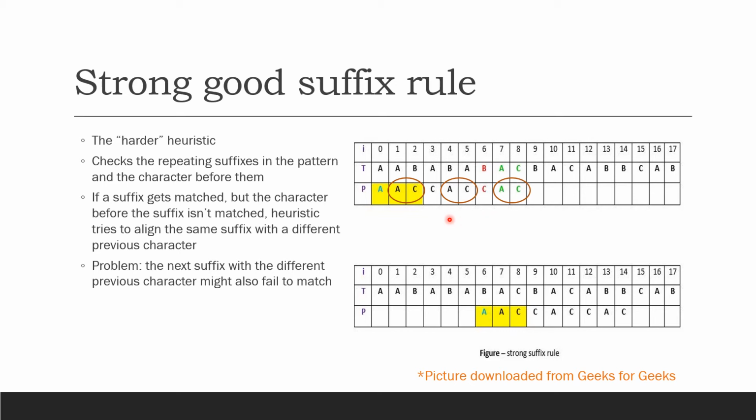If the prefix doesn't match the suffix, the pattern gets shifted by the length of the pattern. In this example, if these 2 ACs didn't exist, the heuristic will check if this AA, the prefix, is the same as the suffix AC, and since they don't match, the pattern gets moved by the length of the pattern.